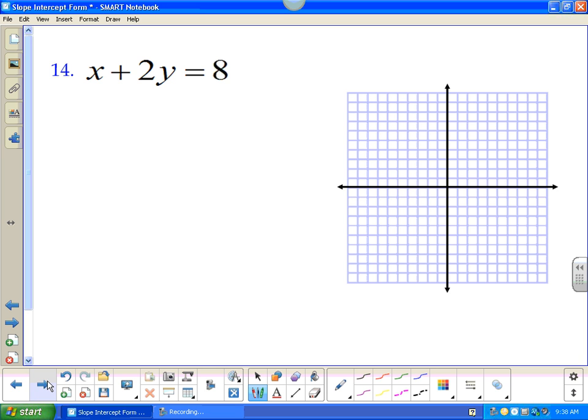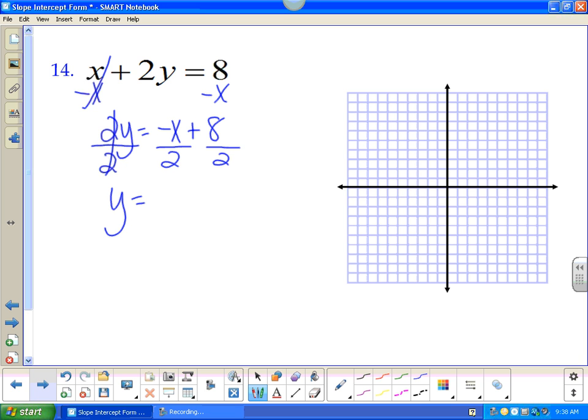Okay, number 14, same thing. We've got to solve for y. So I'm going to subtract my x. 2y equals negative x plus 8. Divide everybody by 2. That's going to give me a negative 1 over 2x plus 4. My slope is a negative 1/2. My y-intercept is the 4. I'm going to go up 4 and put my dot. Down 1, right 2. I'm going to go again. Draw your line.